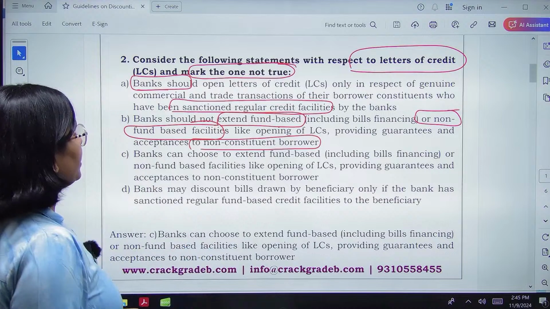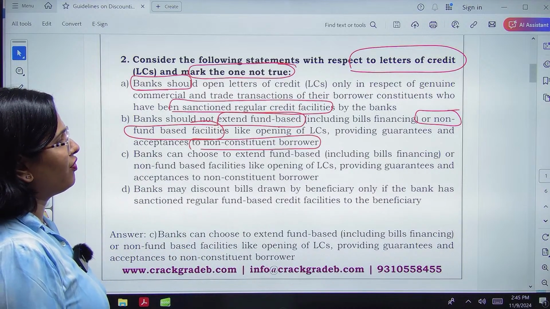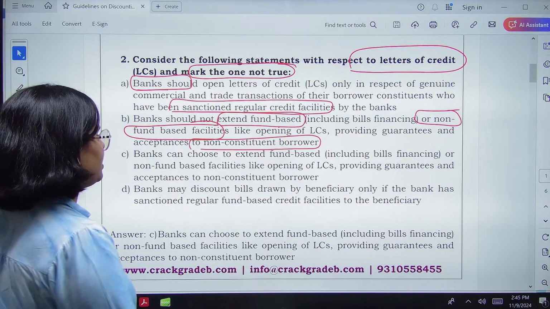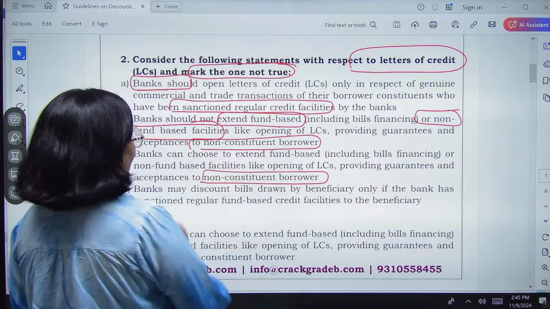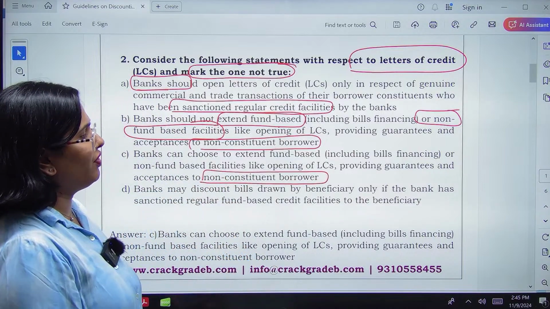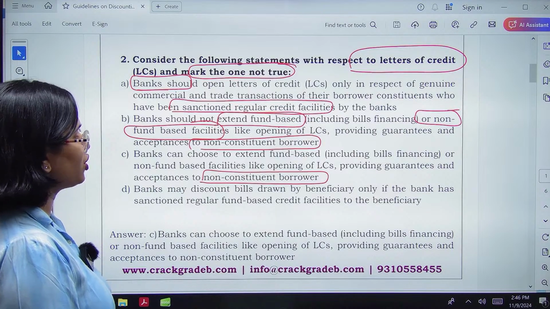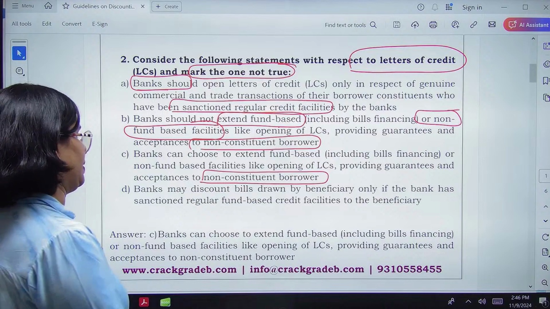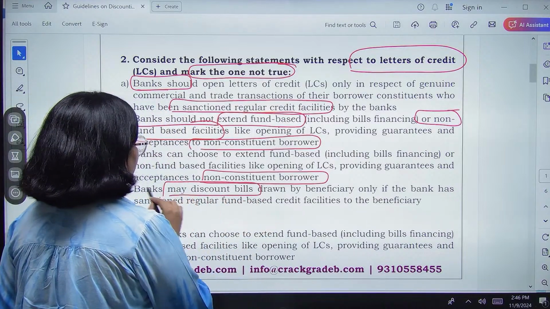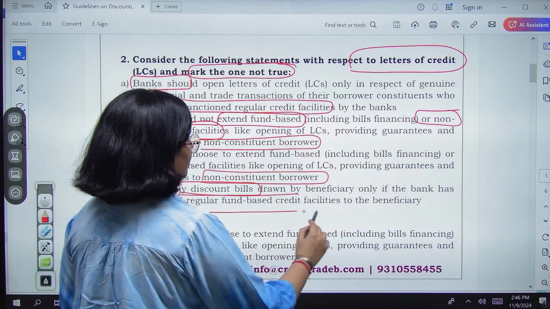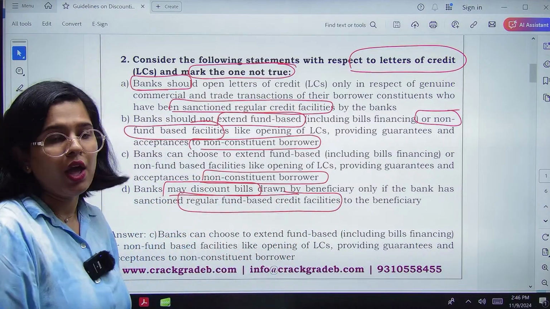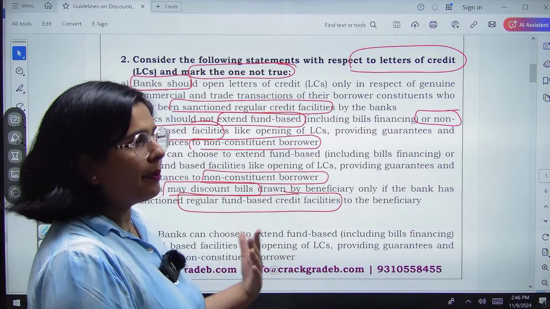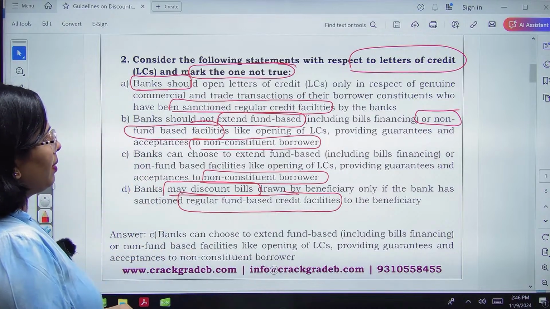Okay. Next is banks can choose to extend fund-based or non-fund-based facilities providing guarantees and acceptance to non-constituent borrowers, and banks may discount bills drawn by beneficiary only if the bank has sanctioned regular fund-based credit facility to the beneficiary. So आप बिल डिस्काउंट तभी कर सकते हैं जब आपने रेगुलर फंड बेस्ड क्रेडिट फैसिलिटीज दी हुई हैं. Although the option answer आपको already दिया हुआ है, but still we will see that what they are talking about.